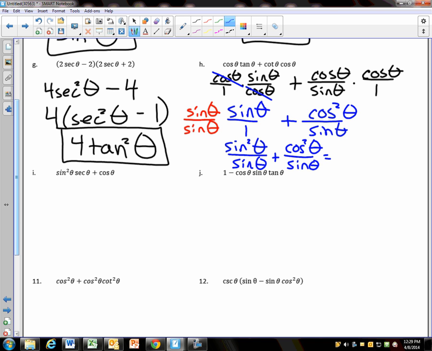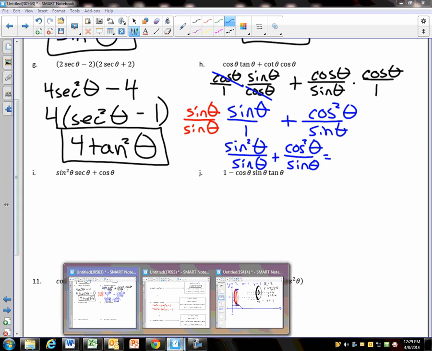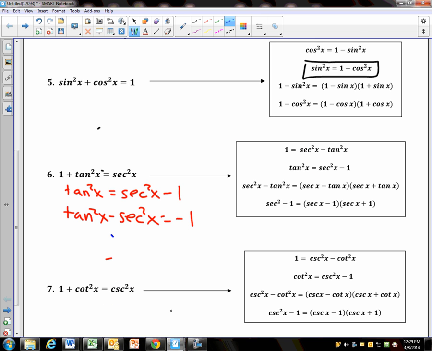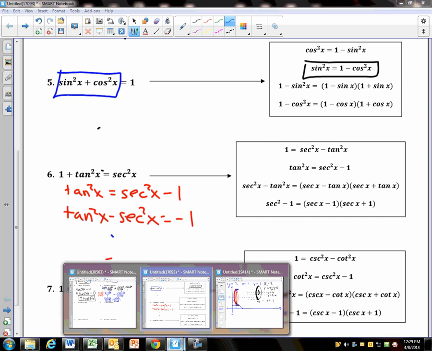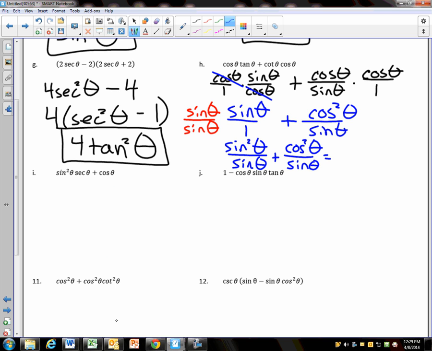Do they now have the same denominator? So let's add the numerators together. What is sine squared plus cosine squared? 1. If you remember from your sheet, it says sine squared plus cosine squared is equal to 1. And I have sine in the denominator. What's 1 over sine? Cosecant.